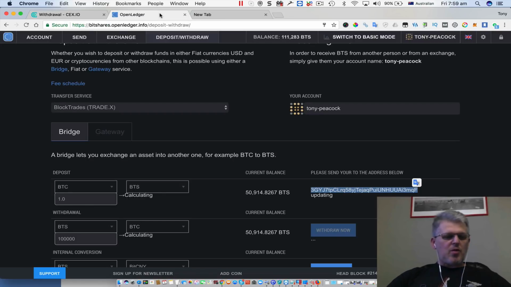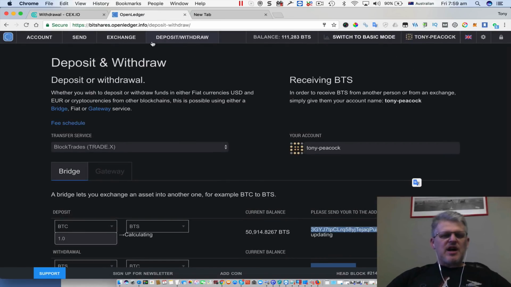Now, just while we're waiting for that confirmation, OpenLedger is an exchange that's actually built on the Bitshares platform. So there are other exchanges like Rudex, there's one in France, there's one in Germany. They're popping up all over the place, and they're using Bitshares as the back end. So I'm using Bitshares OpenLedger, but essentially it's Bitshares.